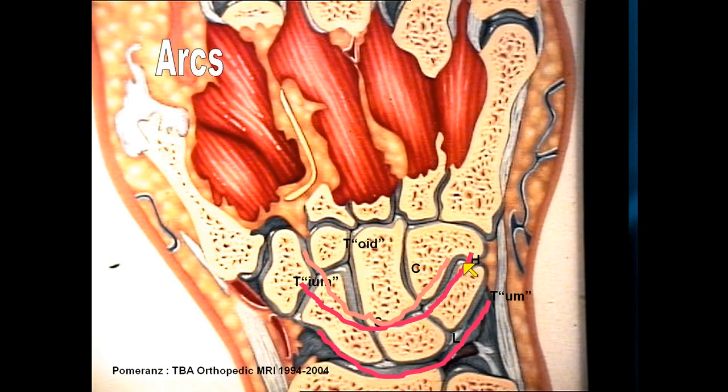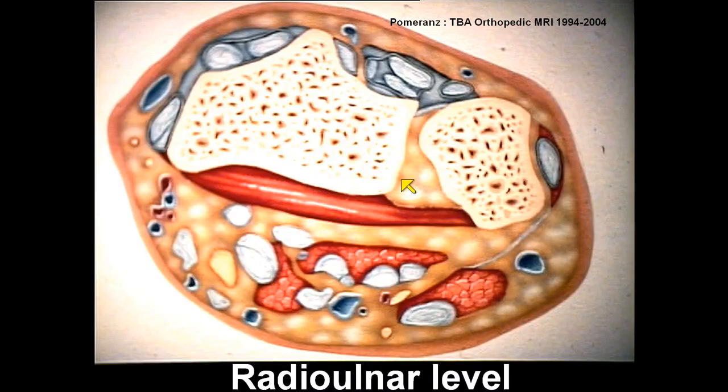A couple of other basic points. All of you did residencies in something. Remember the arcs of Gilula? Well, we use those on MRI. We have arc 1, base of the proximal row, arc 2, concavity of the proximal row, arc 3, convexity of the middle row. And we're going to look at that alignment, especially in individuals that have intrinsic ligament failure, scapholunate or lunato-triquetral failure.